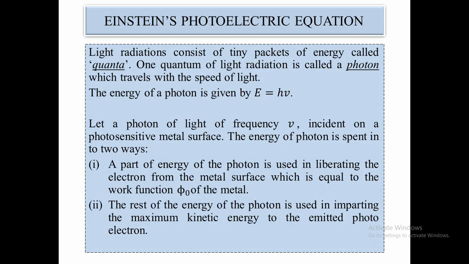Einstein explained the various laws of photoelectric emission on the basis of Planck's quantum theory. According to Planck's quantum theory, light radiation consists of tiny packets of energy called quanta. One quantum of light radiation is called a photon, which travels with the speed of light, that is 3 into 10 raised to 8 meter per second. And the energy of the photon is given by E is equal to h nu, where h is Planck's constant and nu is the frequency of the light radiation.